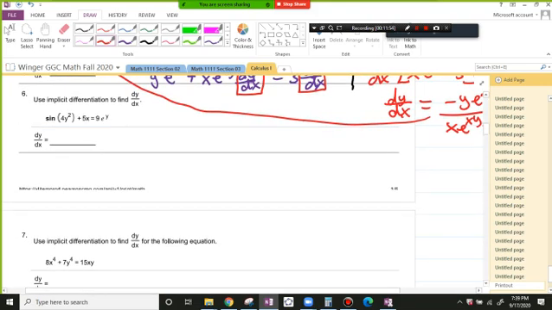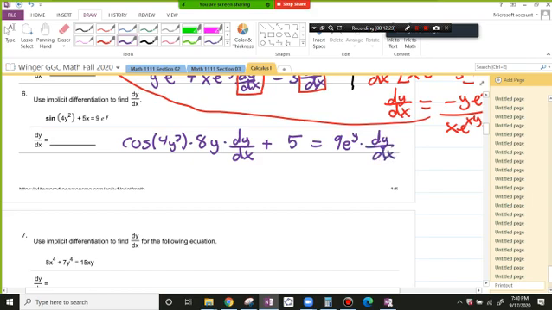Sine of 4y squared plus 5x equals 9e to the y. We'll use purple. The derivative of sine is cosine of 4y squared times the derivative of 4y squared, which is 8y times dy/dx, plus the derivative of 5x, which is 5, equals the derivative of 9e to the y, which is 9e to the y times dy/dx. Got 2 dy/dx's, and then we just get to work here, right?